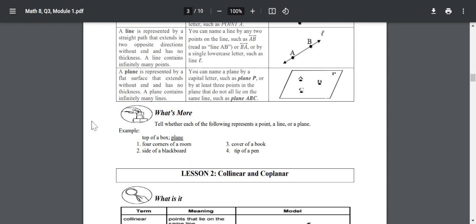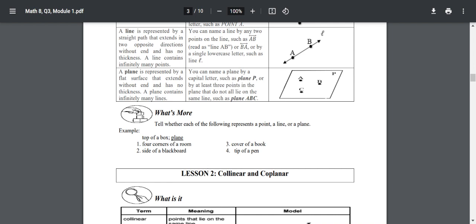Example, top of a box. Diba? Ang ibabaw daw sa box, that is a plane. Four corners of a room. Corners man kanang kilid sa room. Those are points. Number 2, side of a blackboard. Unsa man ang side sa blackboard? That is a line. And cover of a book. That is a plane. Tip of a pen, kanang tumoy sa ballpen. That is a point. So yun to pag-determine kung unsa ang point, line, o plane.